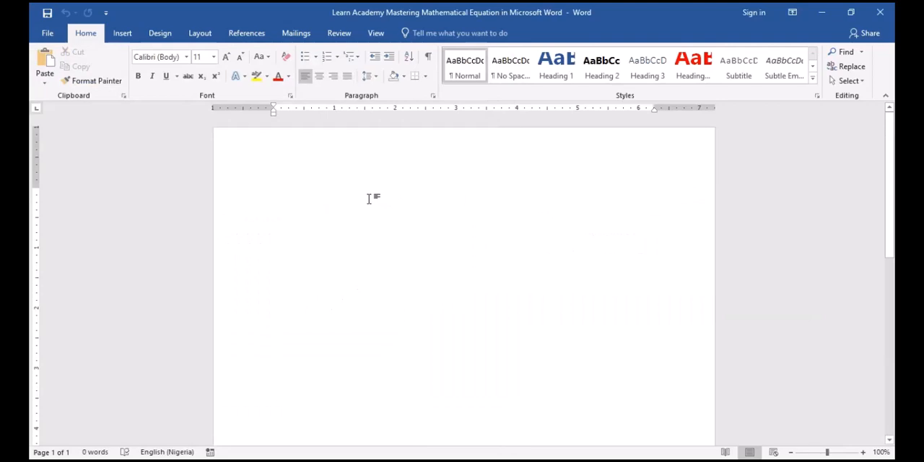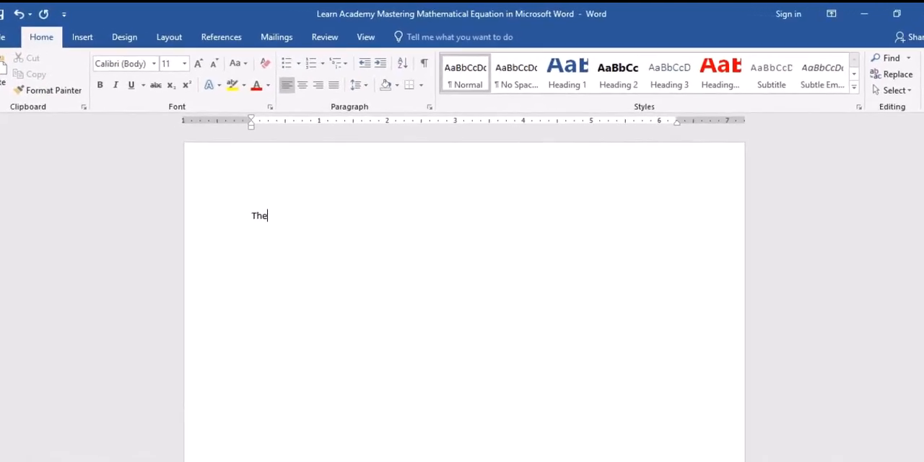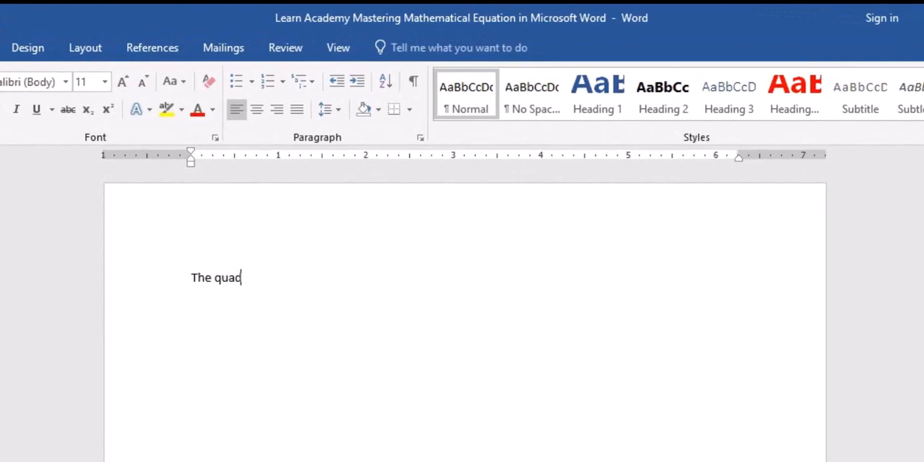Okay, so you will recall that, let's say I want to type the quadratic equation is given by the expression below. So now, okay, let's say I want to insert this equation.